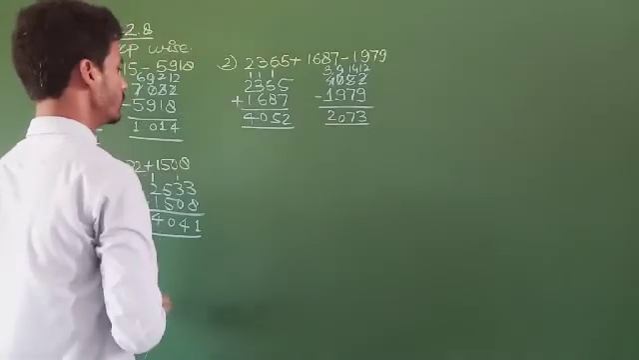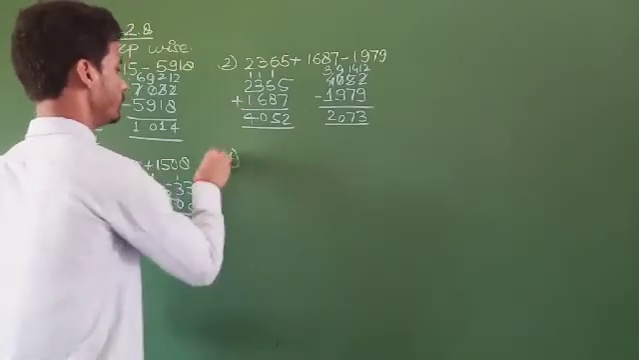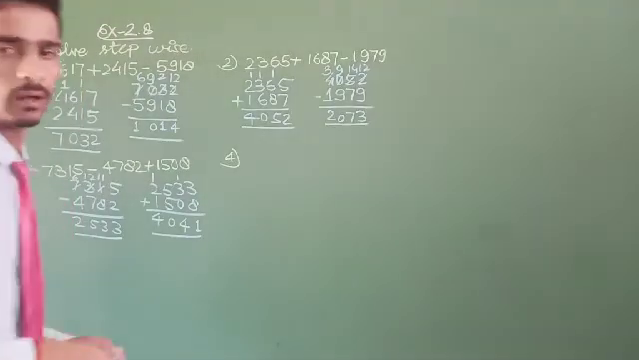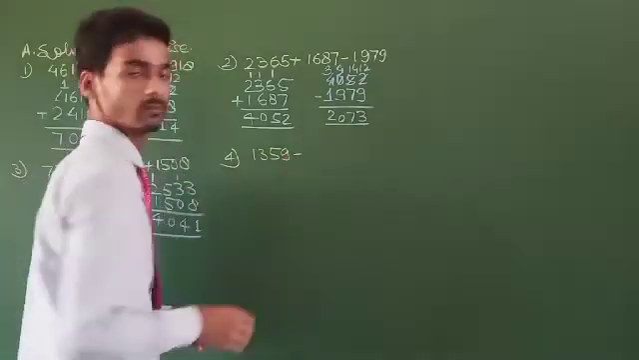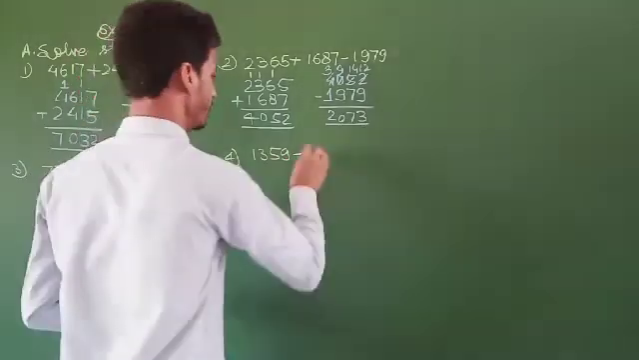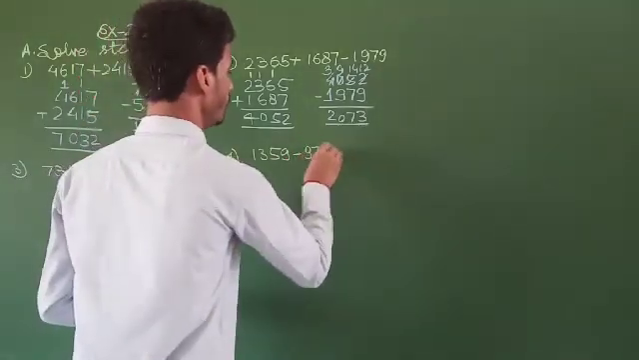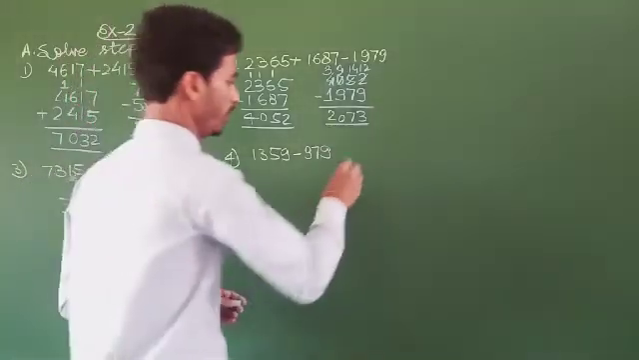Now the next one is question number 4. And what is it? The question number 4 is 1359 minus 979 plus 2648.